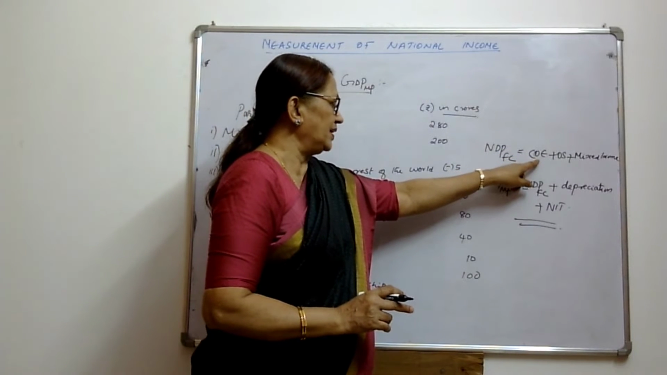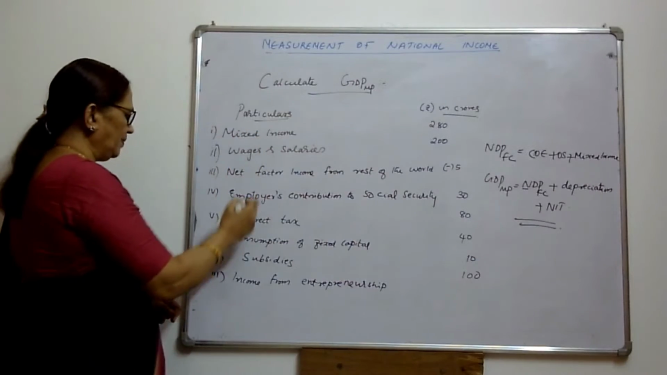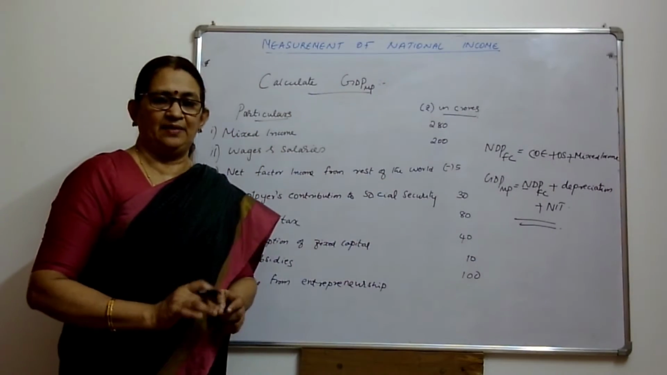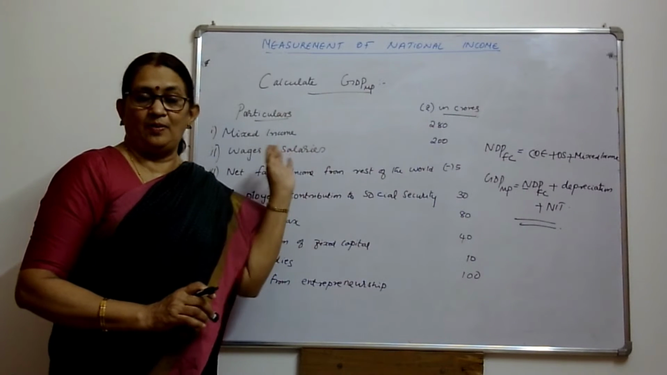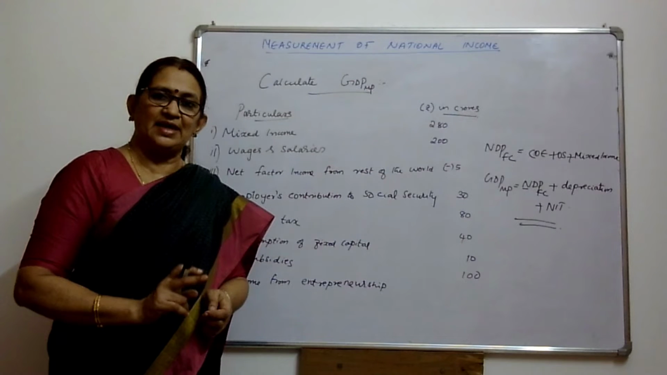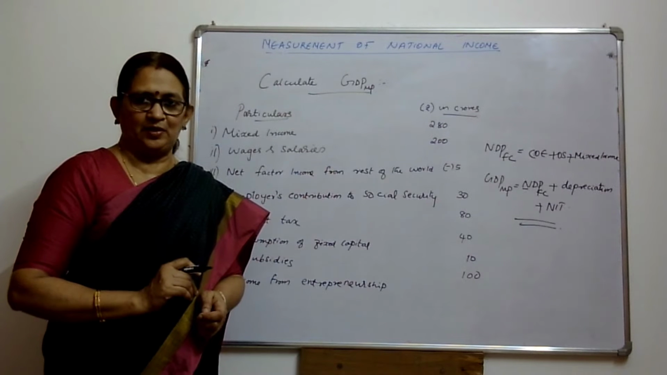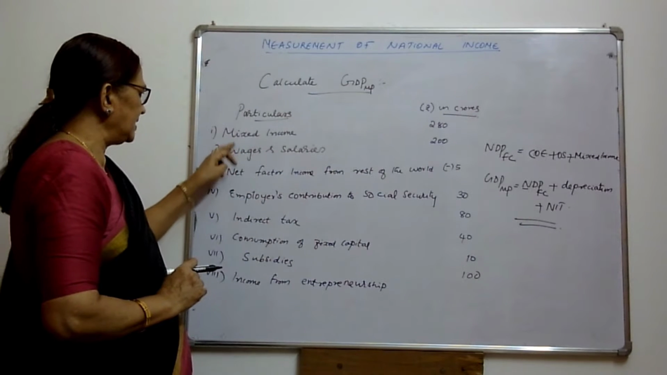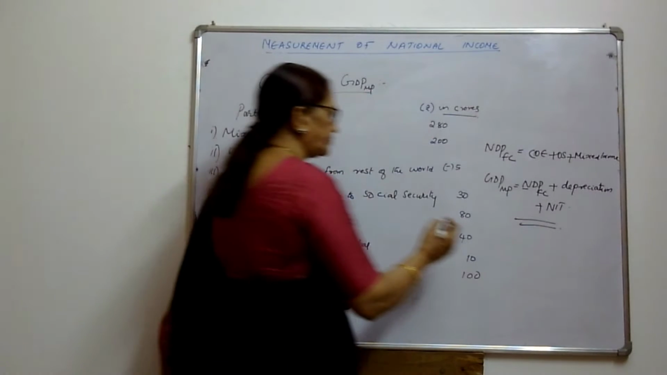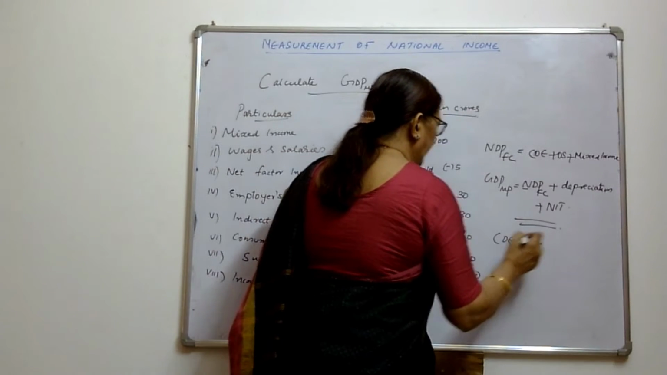For that we have to enter the value of compensation of employees. So is compensation of employees given? It is not given directly, but its components are given. Which are the components of compensation of employees? Wages and salaries in cash, wages and salaries in kind, and employers' contribution to social security. So are wages and salaries given? Yes, it is given. That is 200. So compensation of employees is equal to 200 plus.